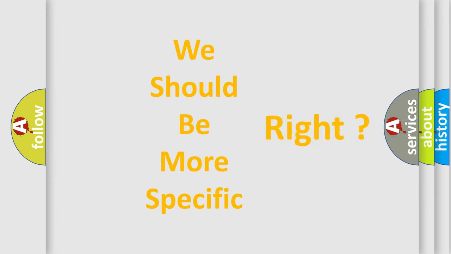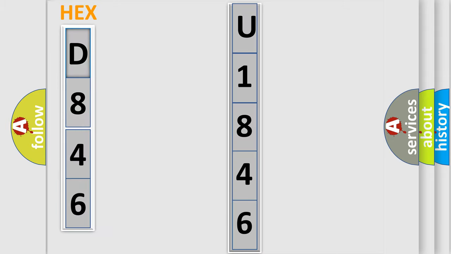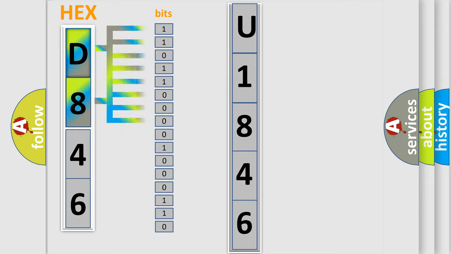The following demonstration will help you look into the world of software for car control units. The error code is split into two bytes consisting of 16 bits. One bit is the basic unit that each computer works with. The bit has two logical states: 0, low level, and 1, high level.